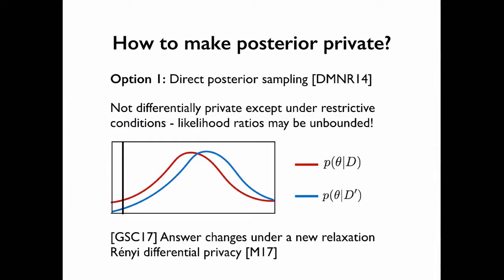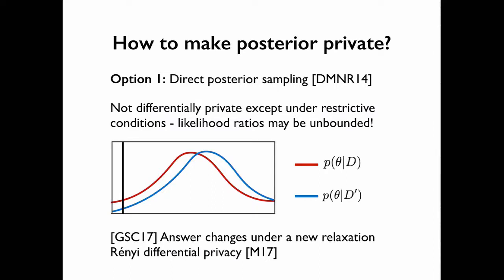And this was studied by Dimitrakakis et al. in 2014, and they looked at some very general situations. The overall conclusion from their paper was that direct posterior sampling is not differentially private unless the prior is quite restrictive, right? When I say not differentially private, I mean for many common prior posterior pairs, right?